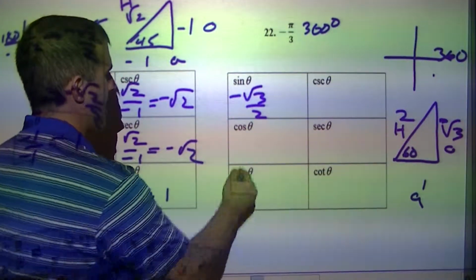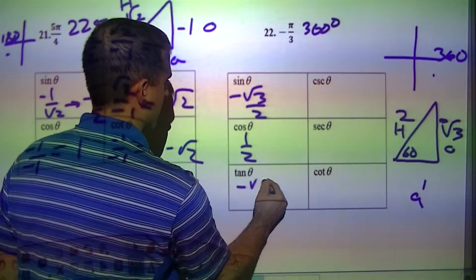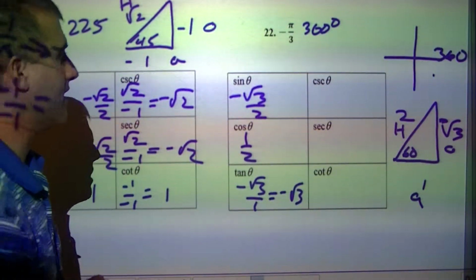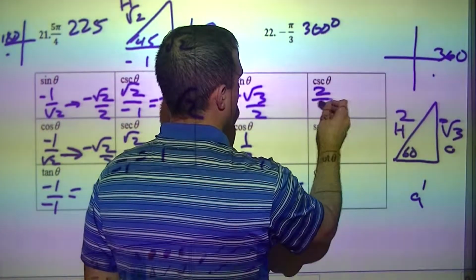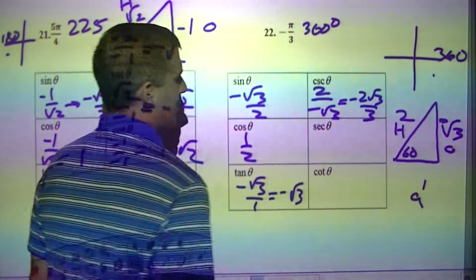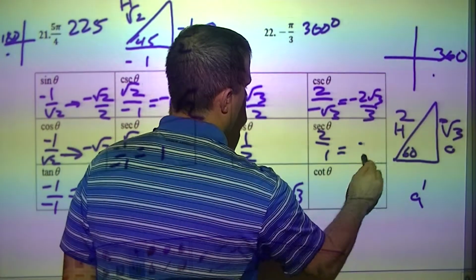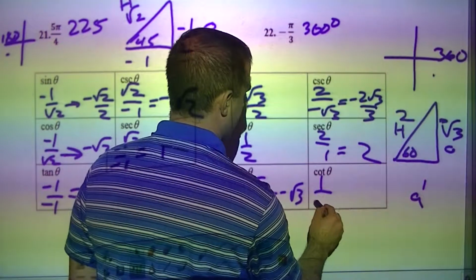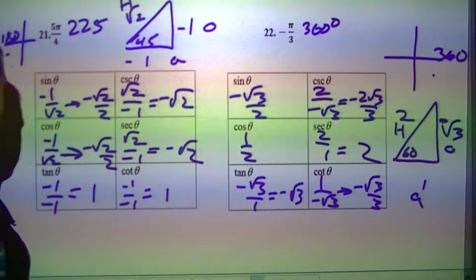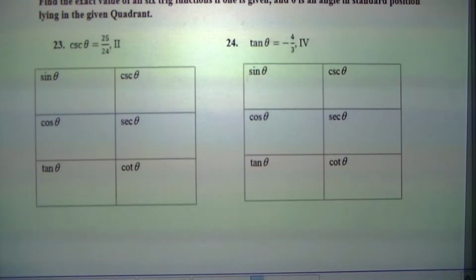My cosine is 1/2. My tangent is negative square root of 3 over 1, which is negative square root of 3. Okay? My cosecant is 2 over negative square root of 3, which is negative 2 square root of 3 over 3. My secant is 2 over 1, which is 2. And my cotangent is 1 over negative square root of 3, which turns into negative square root of 3 over 3. Okay? Moving right along.